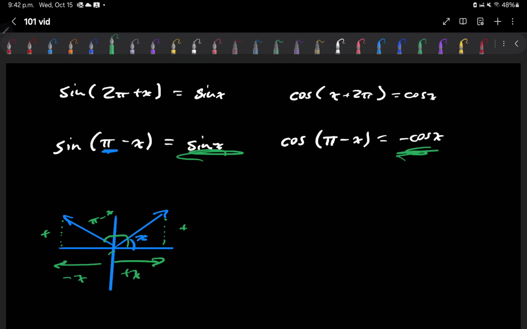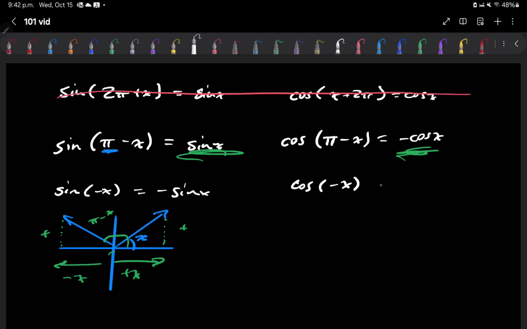Along with that, sine of negative x is equal to negative sine x. This one's not as important. These are not as important as these four. Sorry, I should probably write the same thing I say. So these four come up the same. They have come up in the past and will probably come up again.